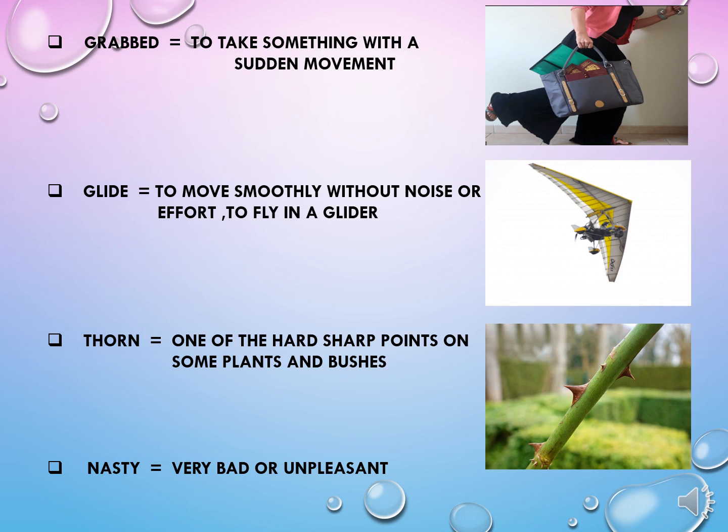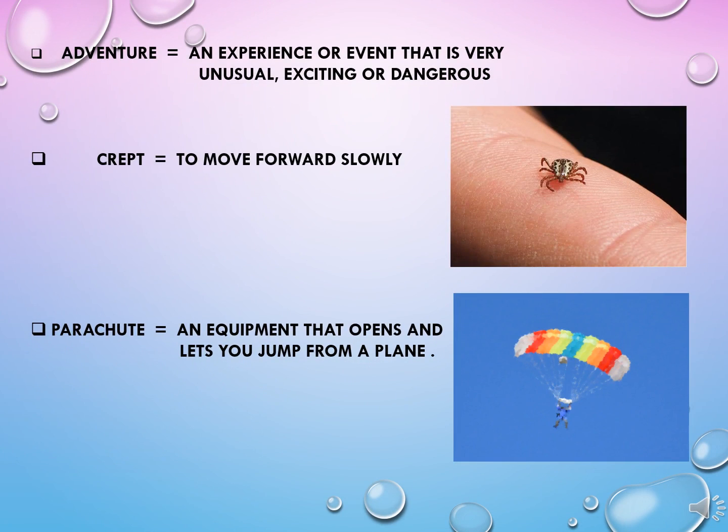Thorn, one of the hard, sharp points on some plants and bushes. Nasty, which means very bad or unpleasant. Adventure, an experience or event that is very unusual, exciting, or dangerous. Crept, to move forward slowly. Parachute, it is an equipment that opens and lets you jump from a plane.